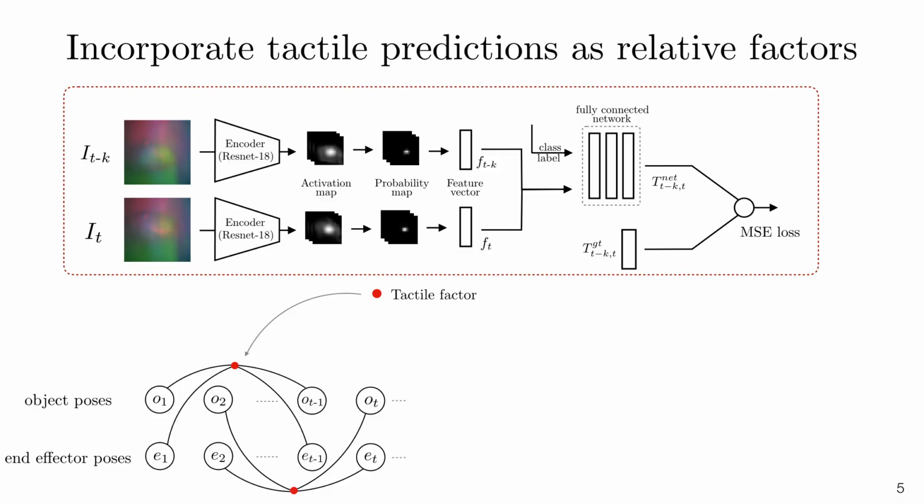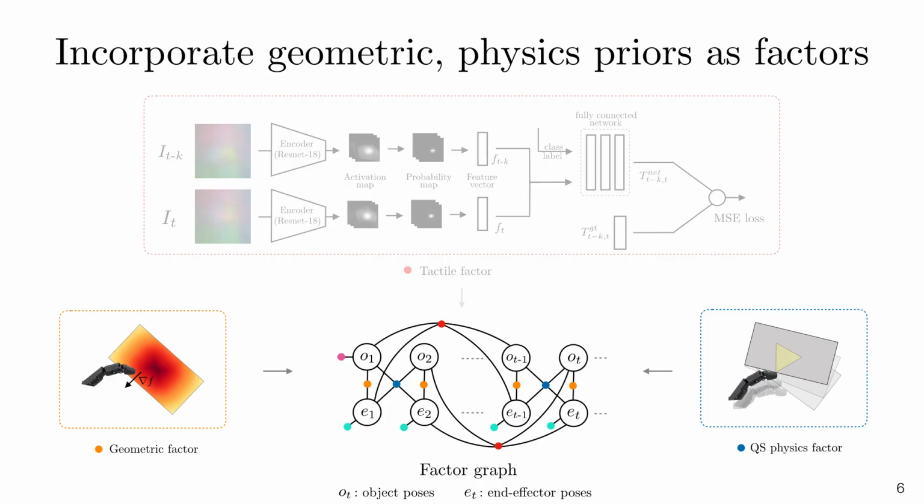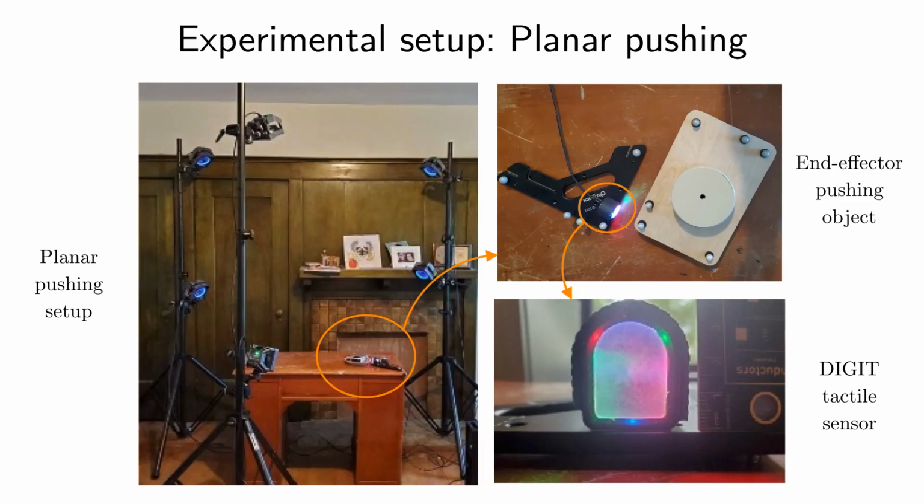These predictions then get incorporated as relative factors between non-sequential poses in the graph, which in turn correct for accumulated drift in the object pose estimates. And now, in addition to the tactile predictions, we also incorporate engineered physics and geometric model priors into the graph. We evaluate our approach for tracking object poses during planar pushing tasks.